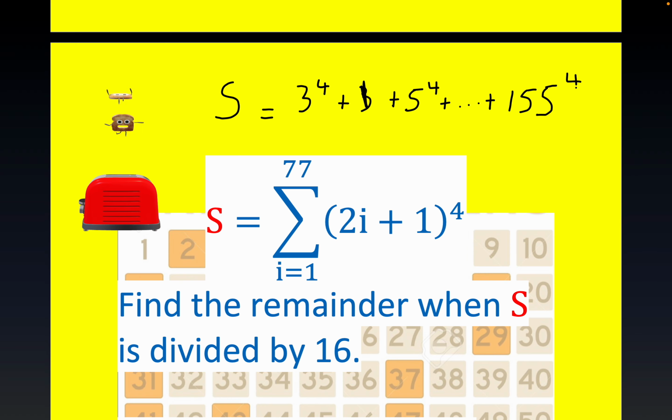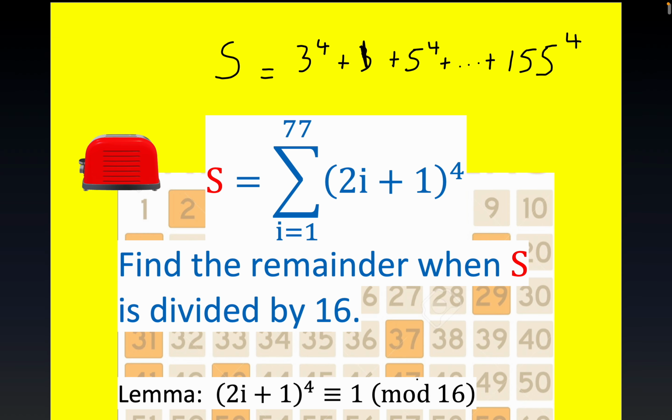All right, so anyway, we need to figure out a way to do this more systematically. And again, these are odd numbers, as you notice. It's the sum of the first 77 odd numbers raised to the 4th power. Okay, so we want to find the remainder when you divide this sum by 16.